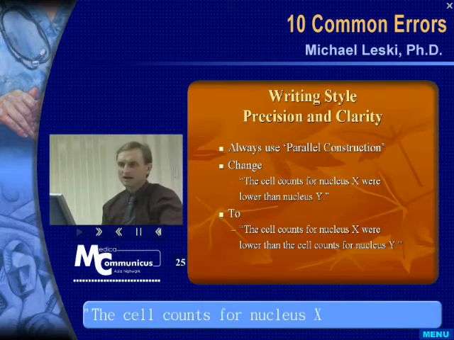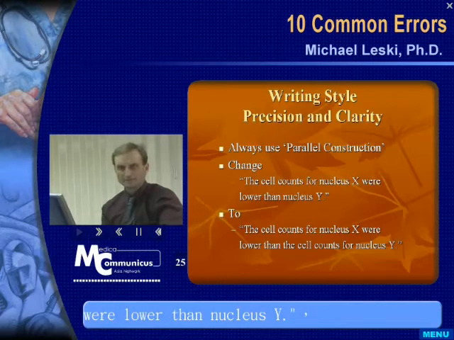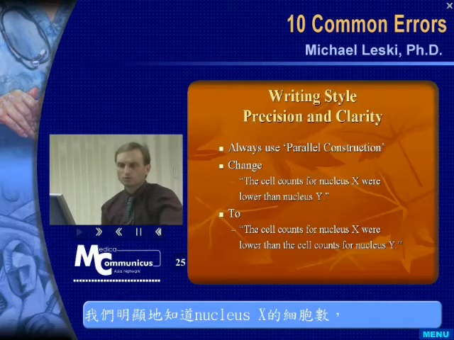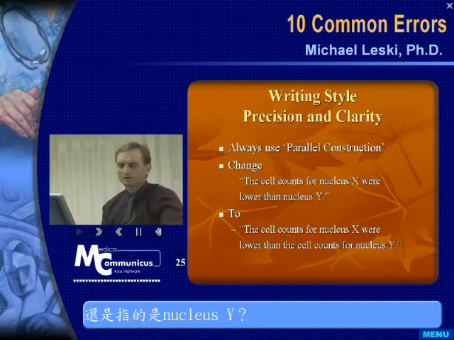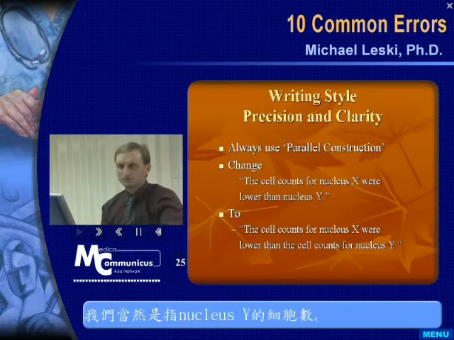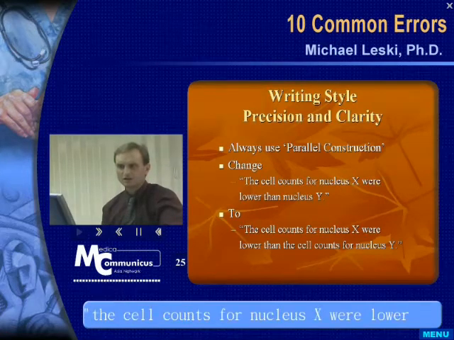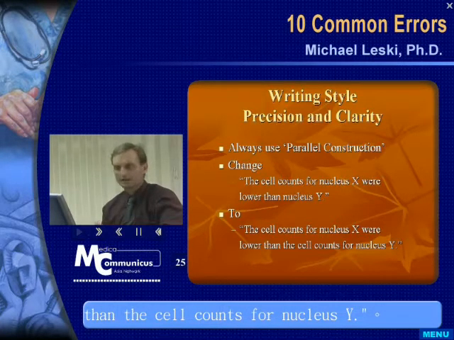We say that the cell counts for nucleus X were lower than nucleus Y. Well, we know cell counts for nucleus X, that's clear, but nucleus Y, do we mean the cell counts for nucleus Y, or do we mean nucleus Y? What exactly do we mean? We, of course, do mean cell counts for nucleus Y, so say that. Say the cell counts for nucleus X were lower than the cell counts for nucleus Y.